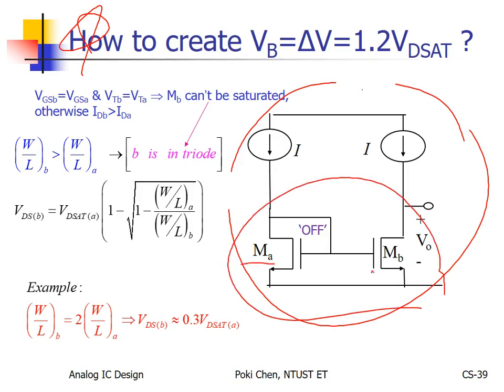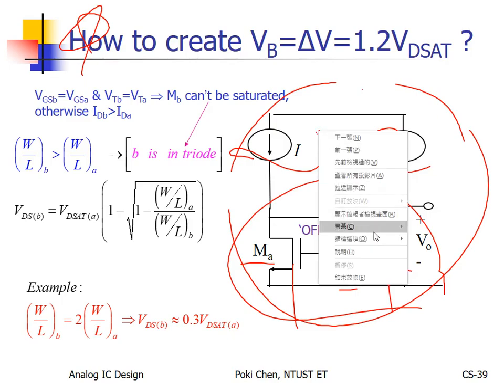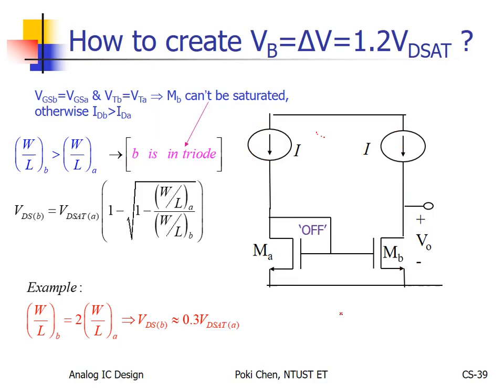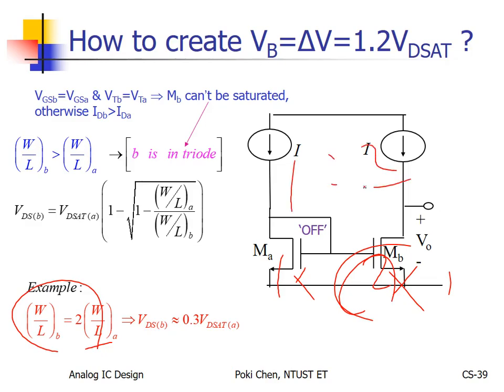If MA and MB are exactly the same, right? Oh, the current ratio will be the same, right? If they are not the same, for example, here, one here, my size, my aspect ratio, I mean, is doubled, okay? That's it. Then you will guess, how about the output? It will be 1 to 2, right?